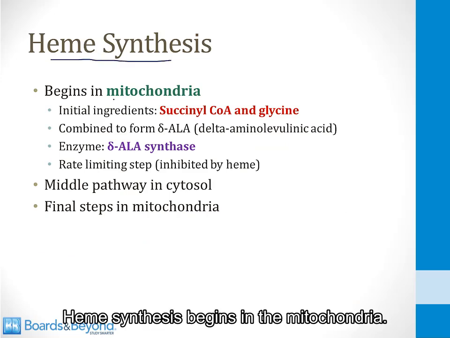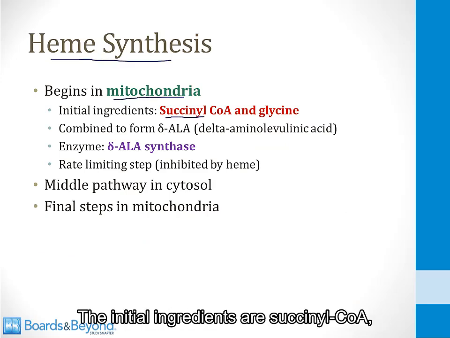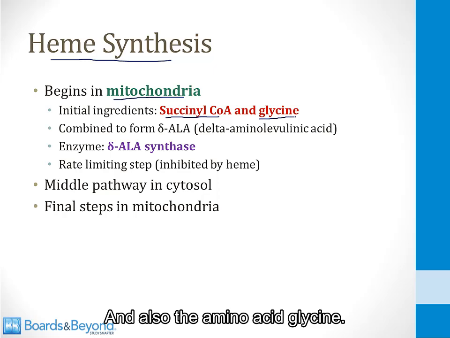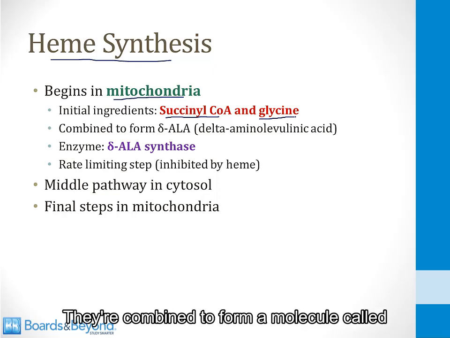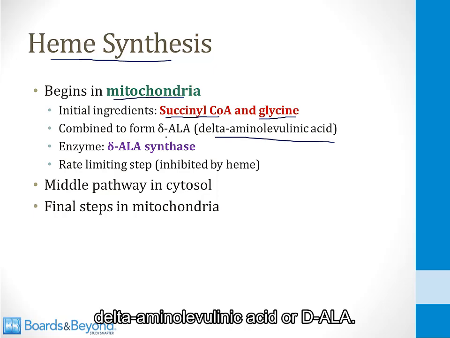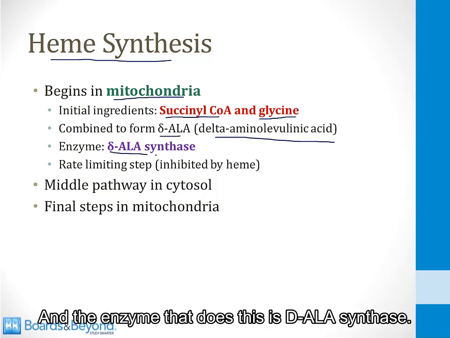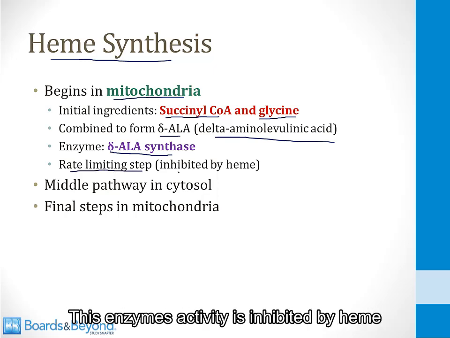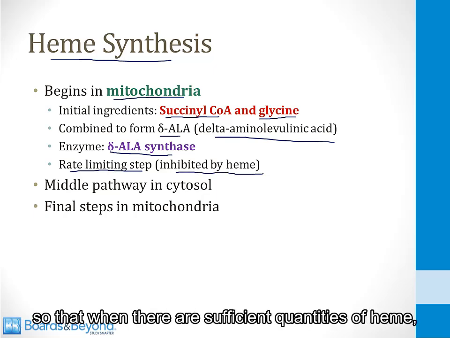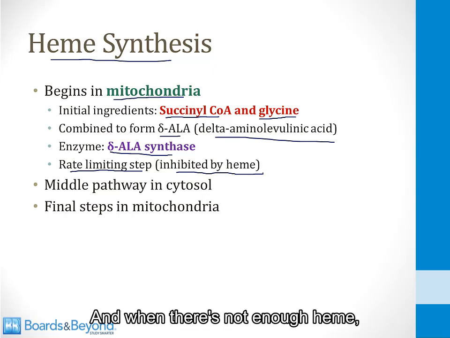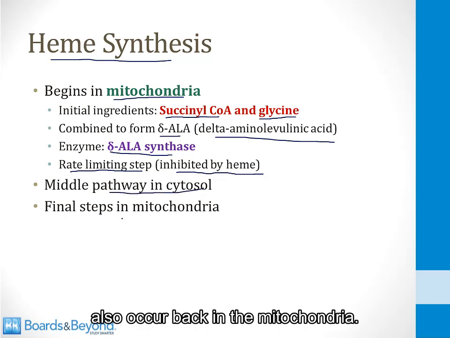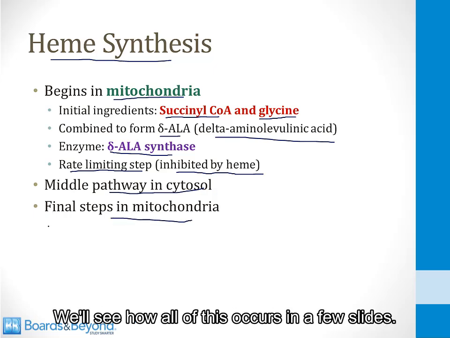Heme synthesis begins in the mitochondria. The initial ingredients are succinyl-CoA, which you may know is an intermediate in the TCA cycle, and also the amino acid glycine. They are combined to form a molecule called delta-aminolevulinic acid, or D-ALA, and the enzyme that does this is D-ALA synthase. And this is the rate-limiting step in heme synthesis. This enzyme's activity is inhibited by heme, so that when there are sufficient quantities of heme, this enzyme is less active, and when there's not enough heme, this enzyme is more active. The middle pathway of heme synthesis occurs in the cytosol, and then the final steps also occur back in the mitochondria. We'll see how all of this occurs in a few slides.